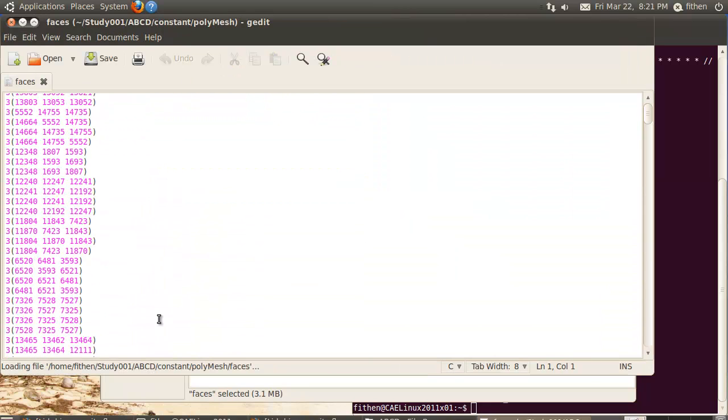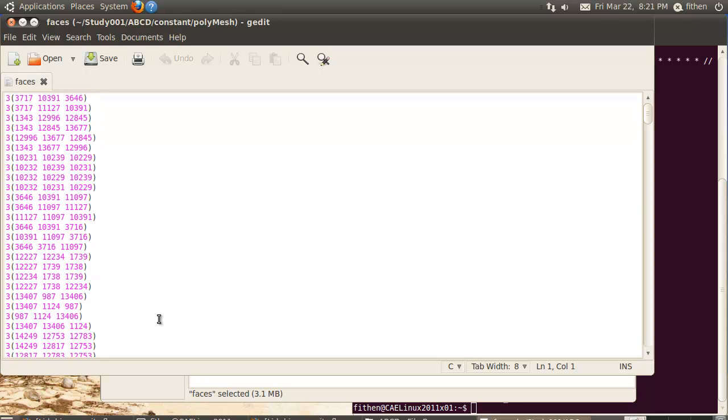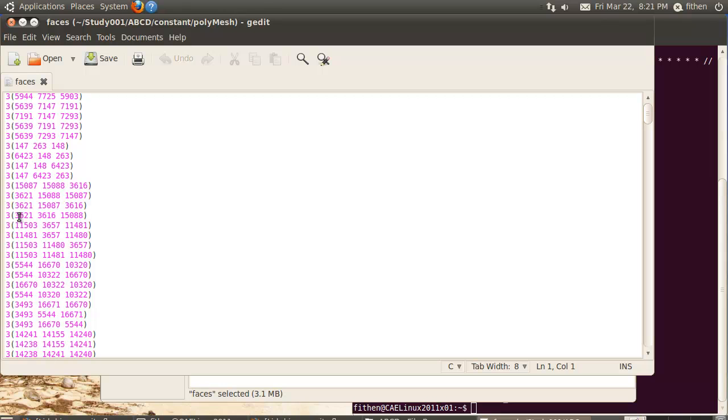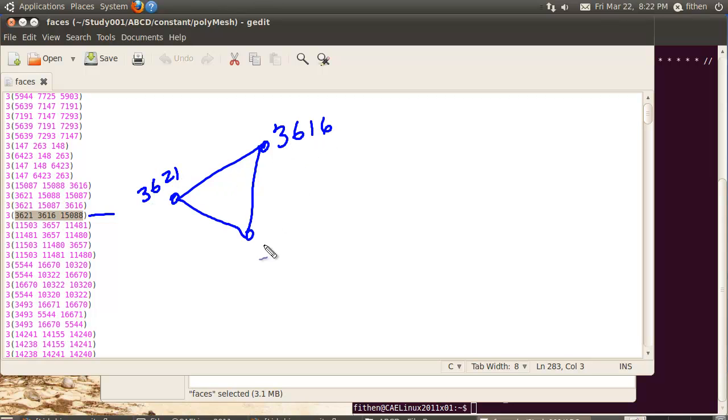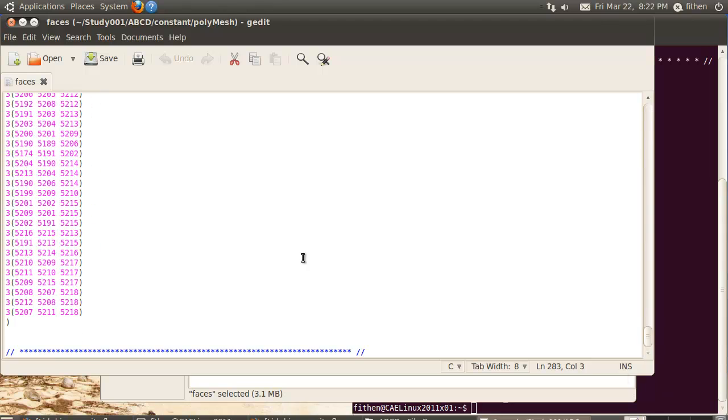If you look at the faces, you'll see a whole list of all the faces. Think about what this is. This is the node number that occupies three faces. So in other words, this is node number 3621, 3616, and 15088. That makes a triangle. If you think about it, that's essentially what you're doing. It picked 3 points and made a triangle out of it. So this is a particular face. It just so happened that this is node 3621, node 3616, and 15088. That designates a patch there. Not that important to you, but it is the faces, and if you just go through here, you'll see tons of faces all the way through here.